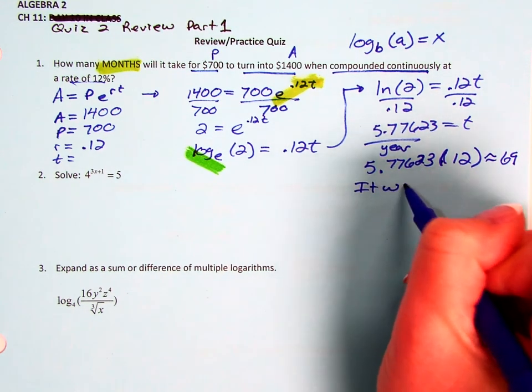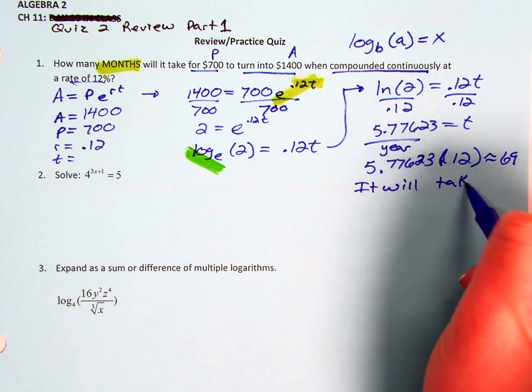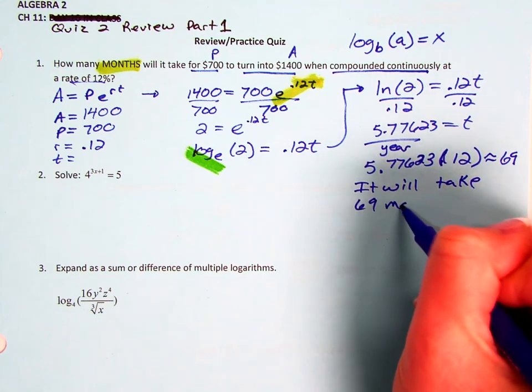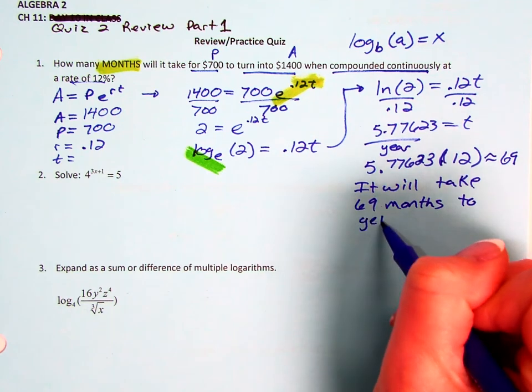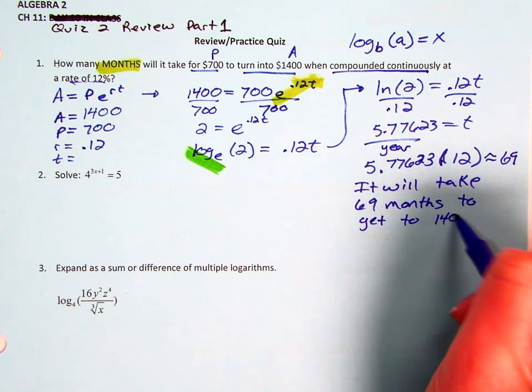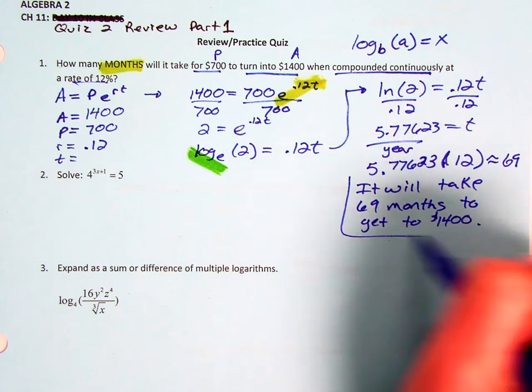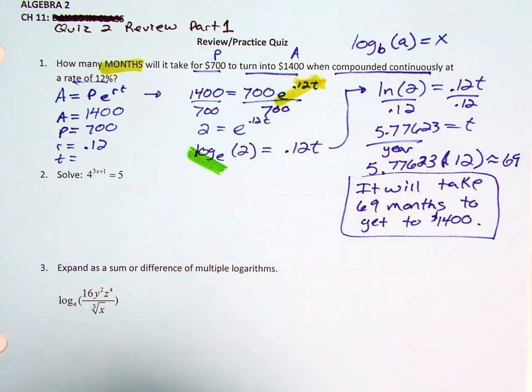So then we would say it will take 69 months to get to $1,400. Because remember, if it's a different amount of money, it would take a different amount of time, so we need to specify that.